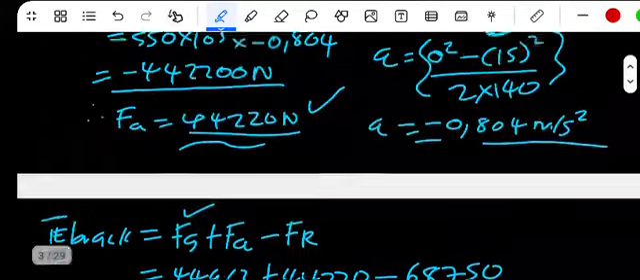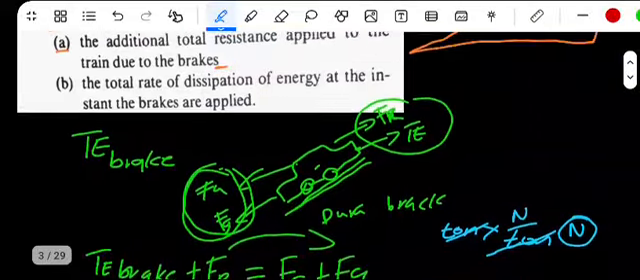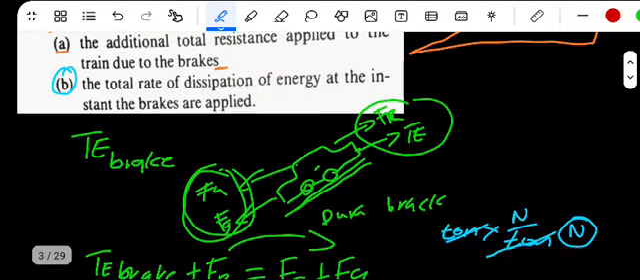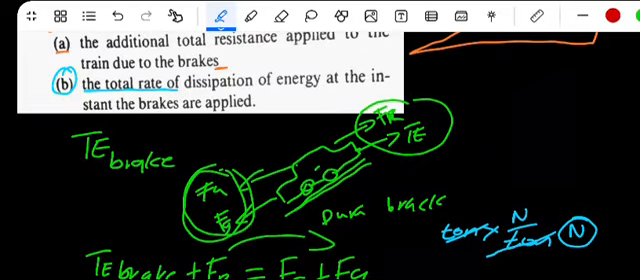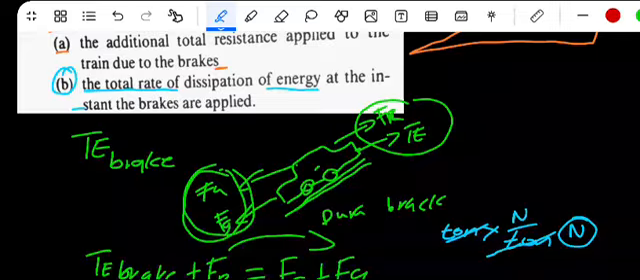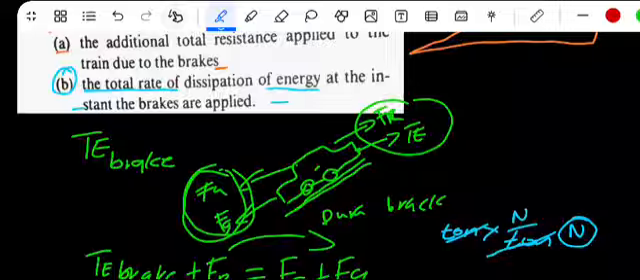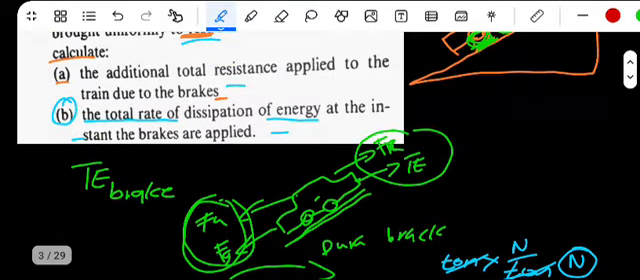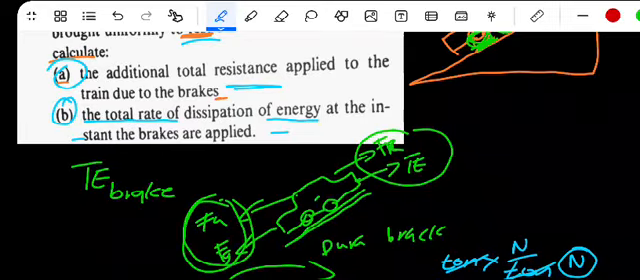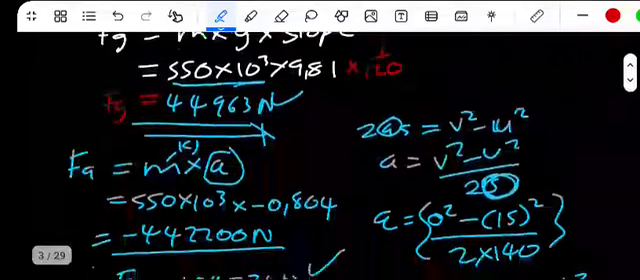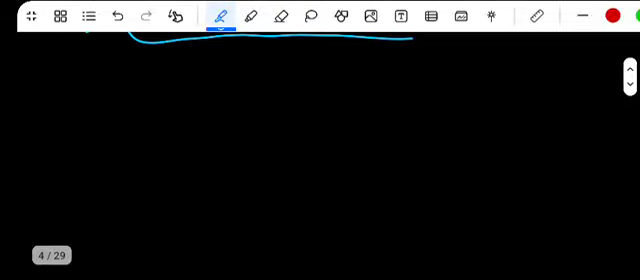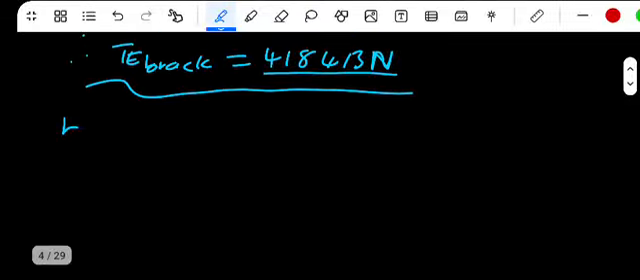Part B, what do they want? That was A. For B, they want the total rate of dissipation of energy at the instant the brake is applied. Obviously, it must be an instant, even the one that we've calculated. We know the brake force at the instant, so we want B at the instant.